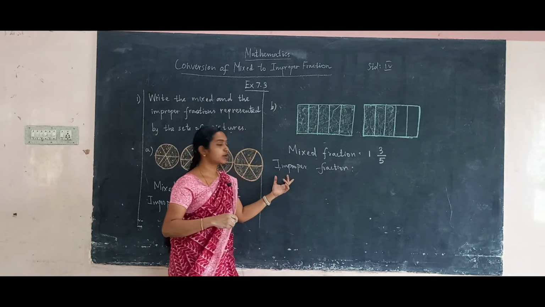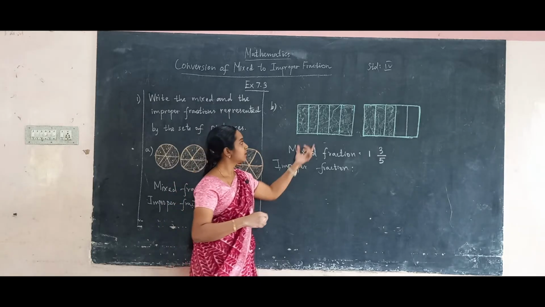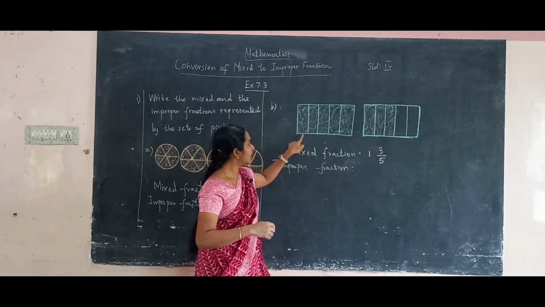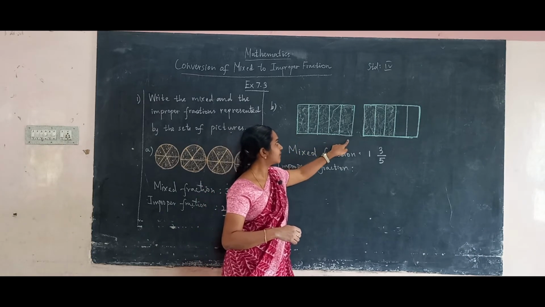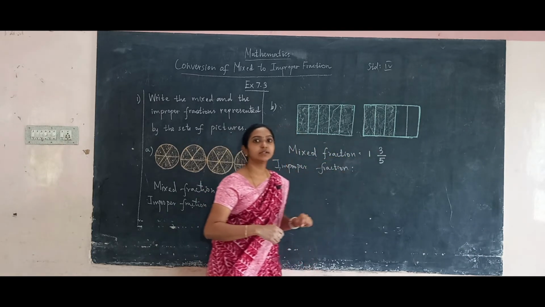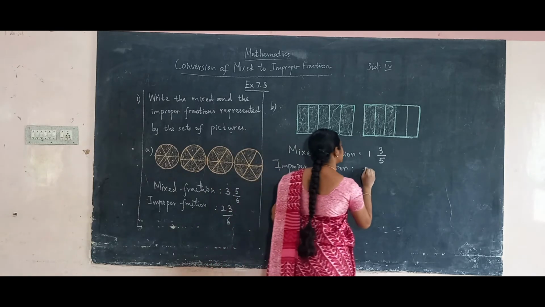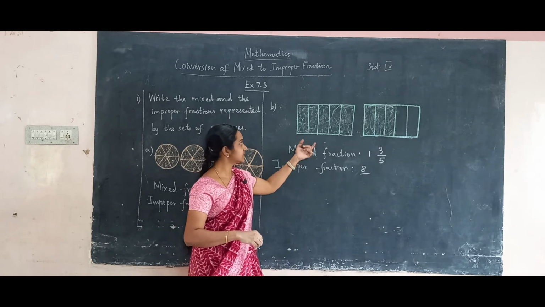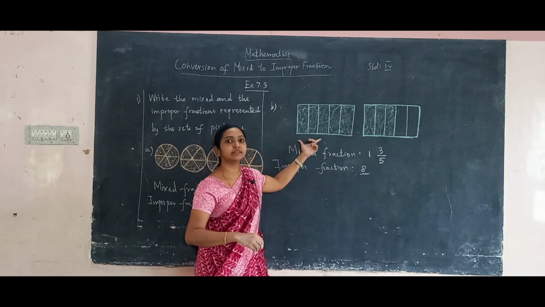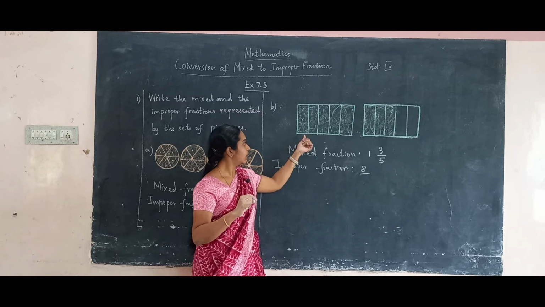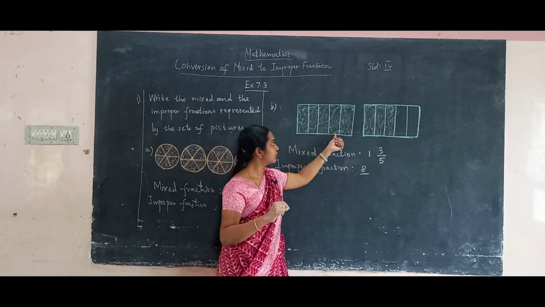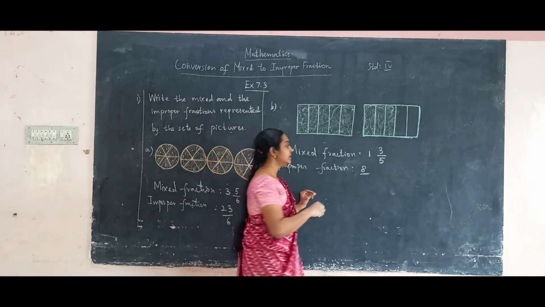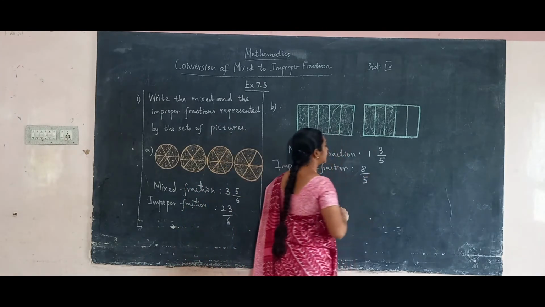Next, the improper fraction. For the improper fraction, count how many total parts are shaded. Here 1, 2, 3, 4, 5, 6, 7, 8. Totally 8 parts are shaded. So write 8 in the numerator. Next, count how many parts there are in a whole. 1, 2, 3, 4 and 5. A whole is divided into 5 parts. So write 5 in the denominator.